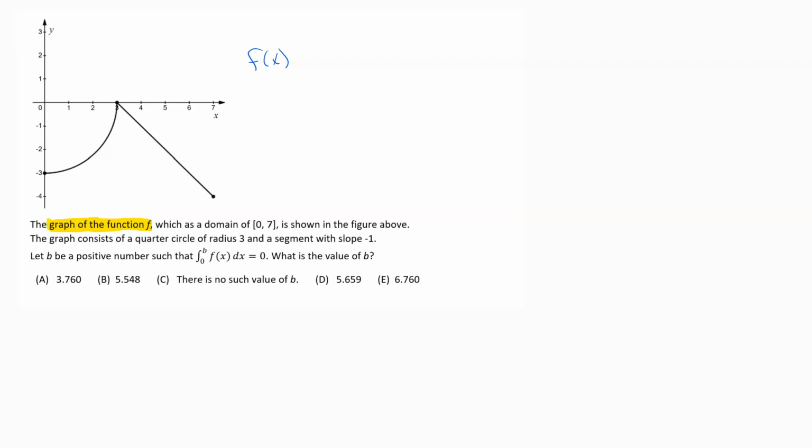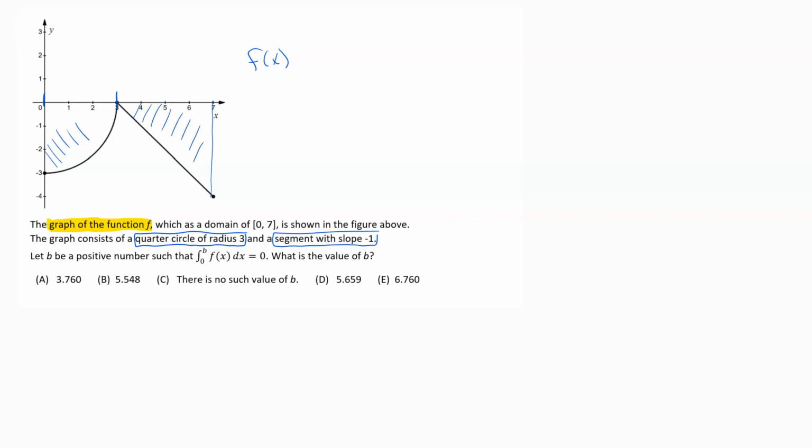The graph consists of a quarter circle of radius 3 and a segment with a slope of -1. So that quarter circle is going to start and stop right in this region here. And then we're looking at this other space, which is where the slope of -1 comes in.